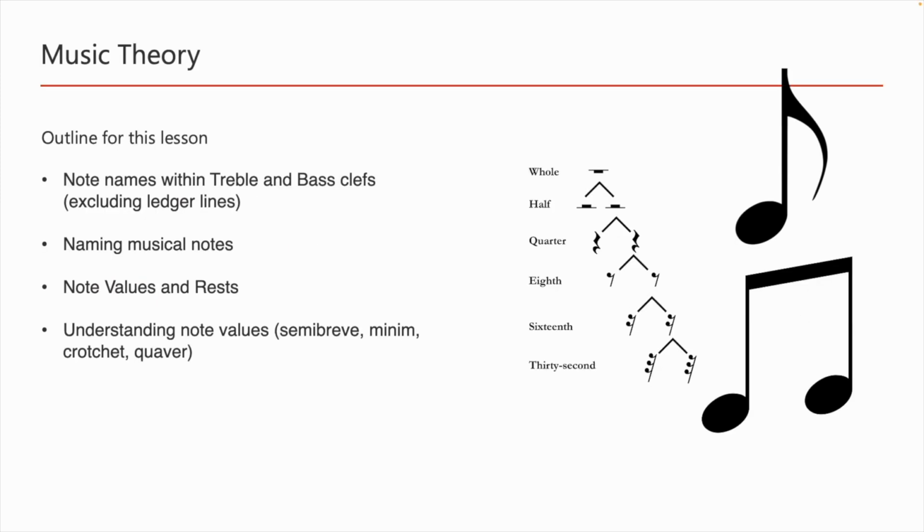In lesson 2, we'll look at note names within the treble and bass clefs, excluding ledger lines. We'll name the musical notes. Some of them you can see on the right hand side in the figures shown. We will look at note values and rests, and then we'll try to understand what these note values are for each of the notes: semibreve, minim, crotchet, quaver, and so on and so forth. So let's proceed.